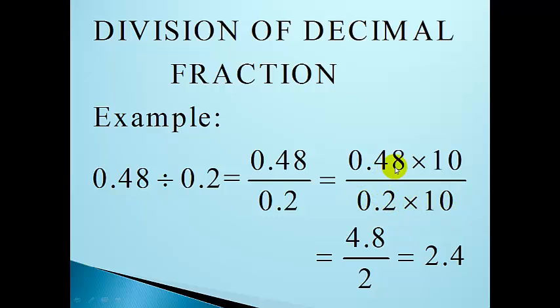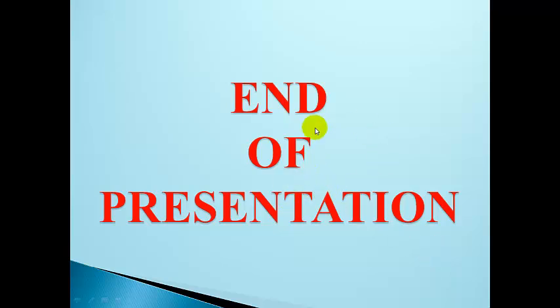Now 0.48 times 10 is equal to 4.8, and 0.2 times 10 is equal to 2. Now our denominator is a whole number, so 4.8 divided by 2 will be equal to 2.4. That is, 2 goes into 4 twice, and 2 goes into 8 4 times. So 4.8 divided by 2 is equal to 2.4. This is the end of our presentation on decimal fractions.